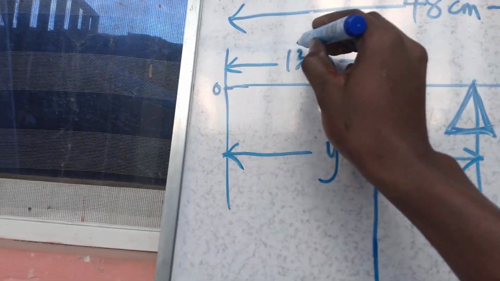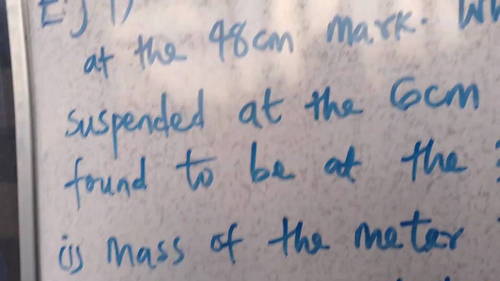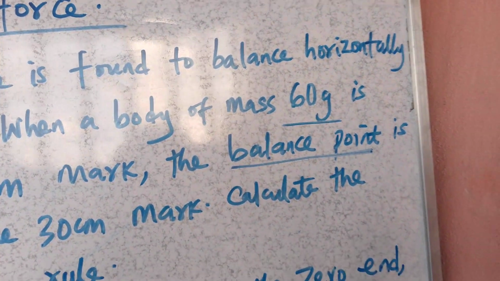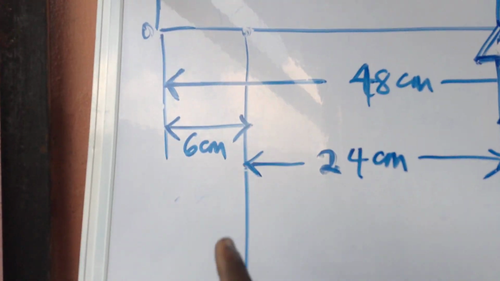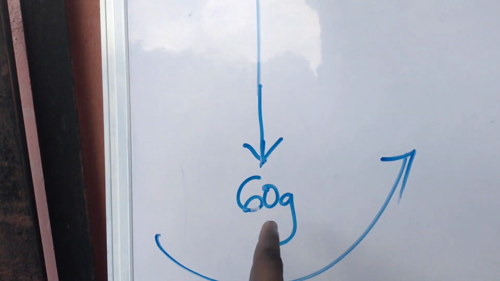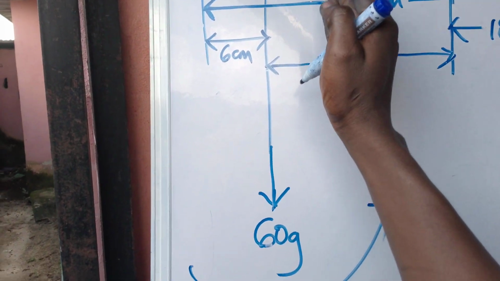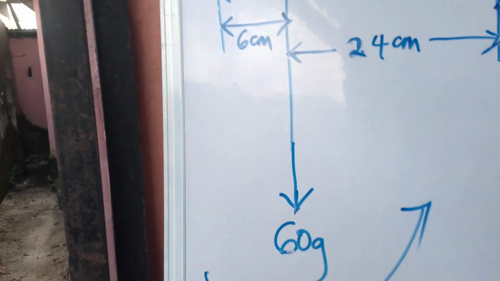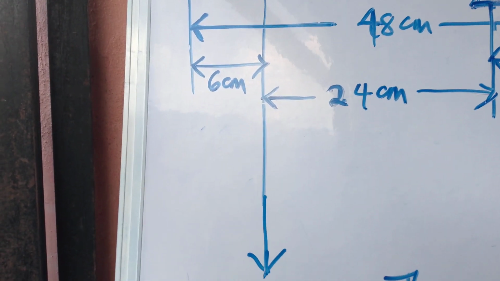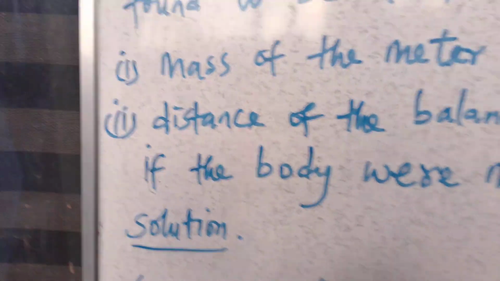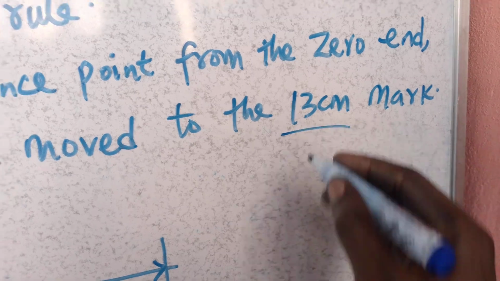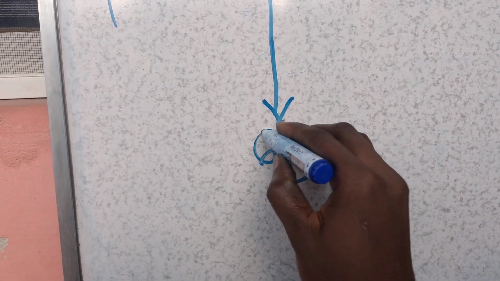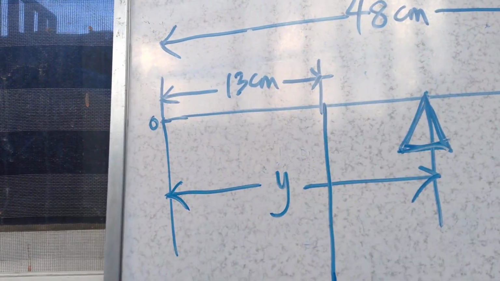Remember that the body we are considering here is 60 grams. Previously the body was at the 6 centimeter mark, but then it was adjusted to the 13 cm mark. So we take the 60 grams and adjust it to the 13 cm mark. So assume that from here to here is 13 cm, and that is my 60 gram mass.